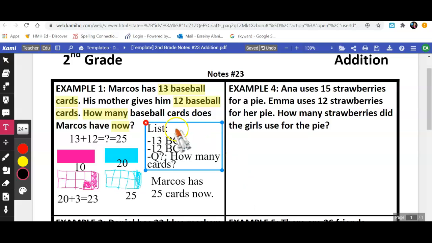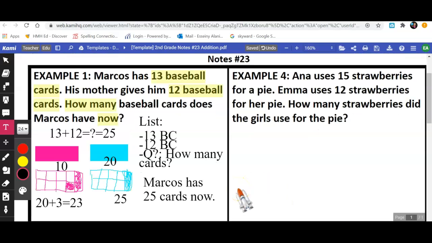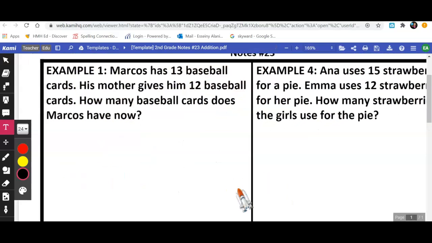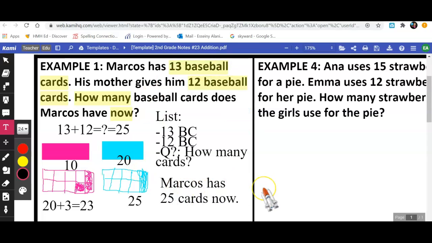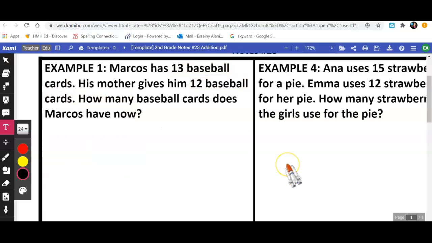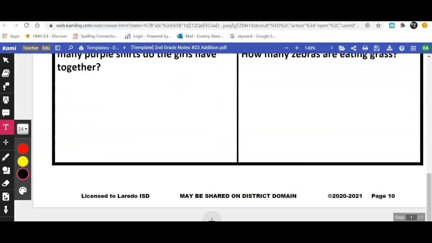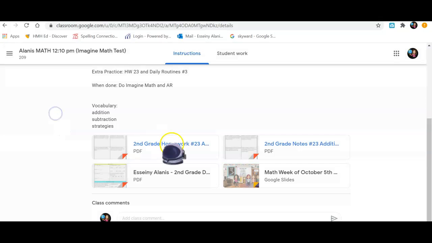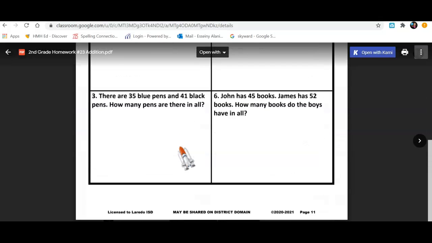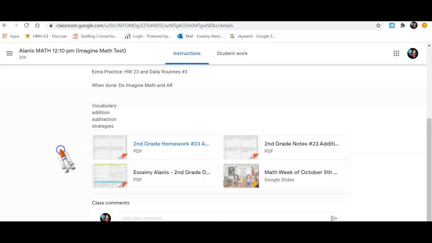And you're going to do the same thing for all the problems. Draw a pictorial model to demonstrate your thinking. Show your work. You're going to do the same thing for all the problems. And then if you go back here, you have your homework. The homework is also the same. This is for extra practice.